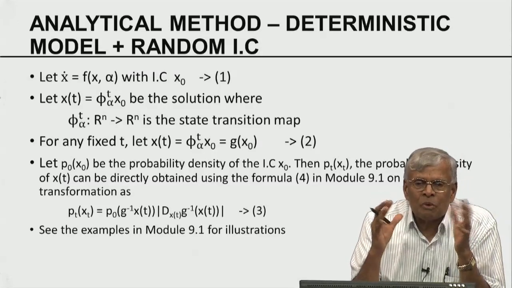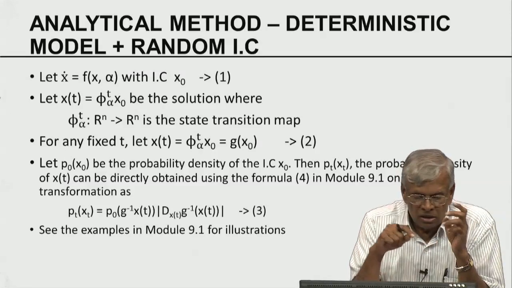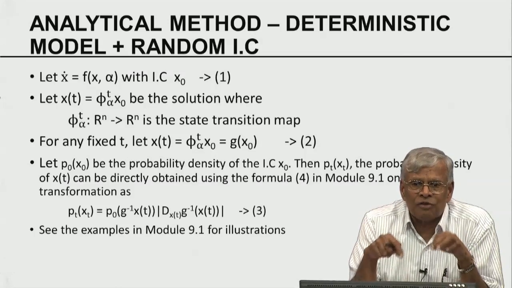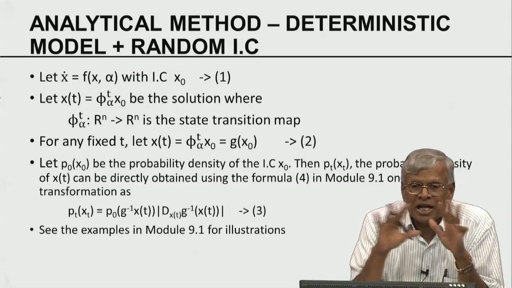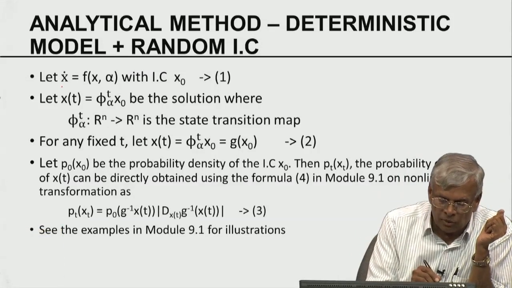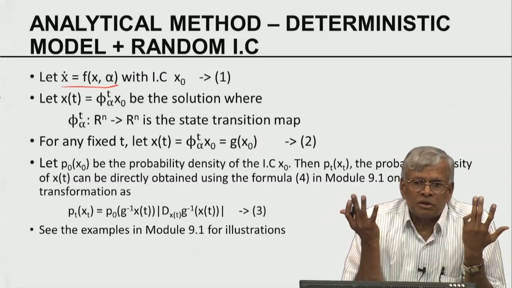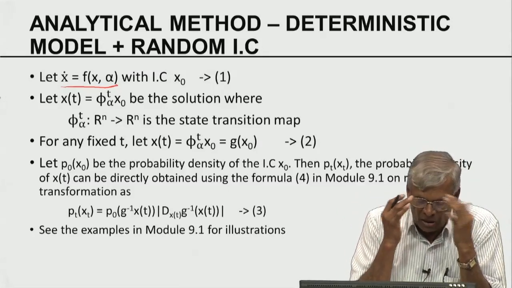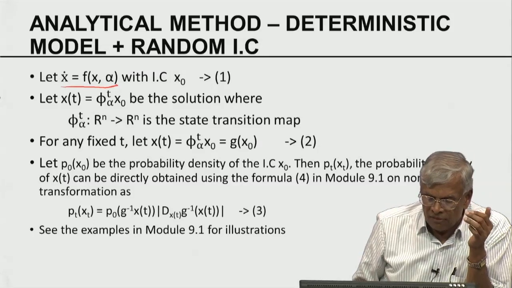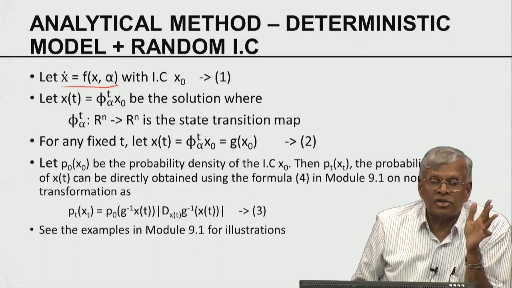What is the condition under which one class of analytical methods can be applied? The model is deterministic. The randomness in the solution comes essentially from randomness in the initial condition. So that's the first case. For simplicity, I'm now dealing with continuous time. There is a corresponding analog of this treatment using discrete time. So let's start with an ordinary differential equation: x dot is equal to f of x comma alpha, with the initial condition x naught. Alpha is the parameter. Let's assume alpha is well known. Alpha is error free.